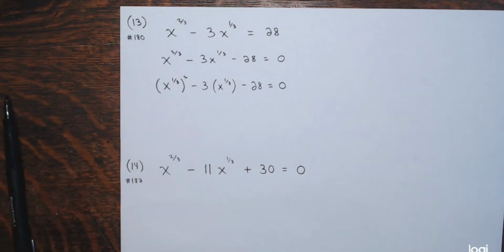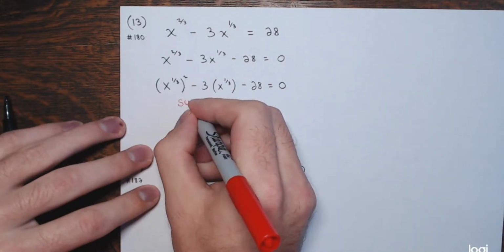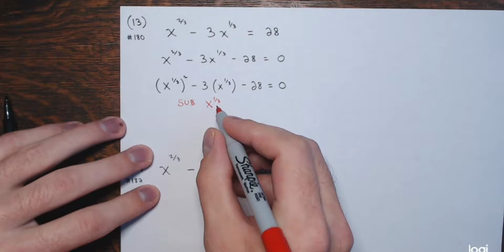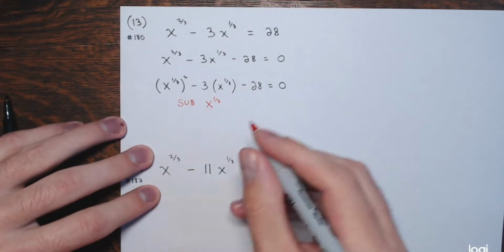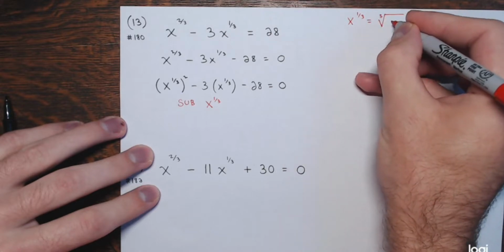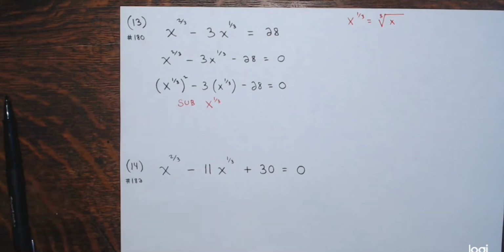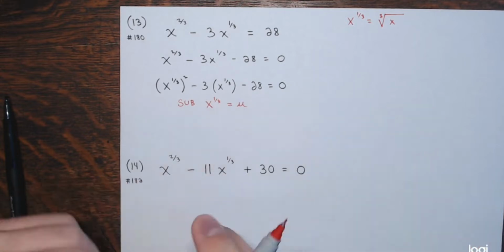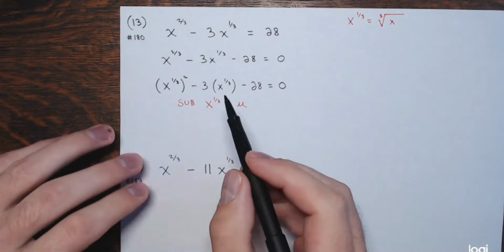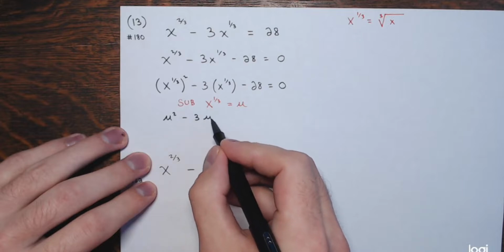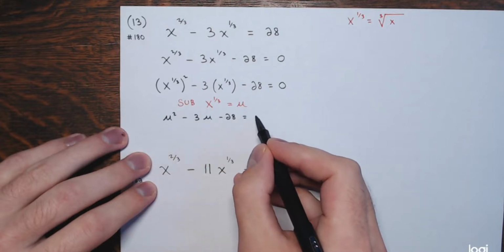So I'm going to substitute for this x to the 1/3 power. Now remember, x to the 1/3 power is also the cube root of x. If you want to use that, you can as well. You can change this all to the cube root. But I'll leave it as x to the 1/3. And I'm going to replace x to the 1/3 with u. Why not? Whatever letter you want, as long as it's not x again. So this becomes u squared minus 3 times u minus 28 equals 0.